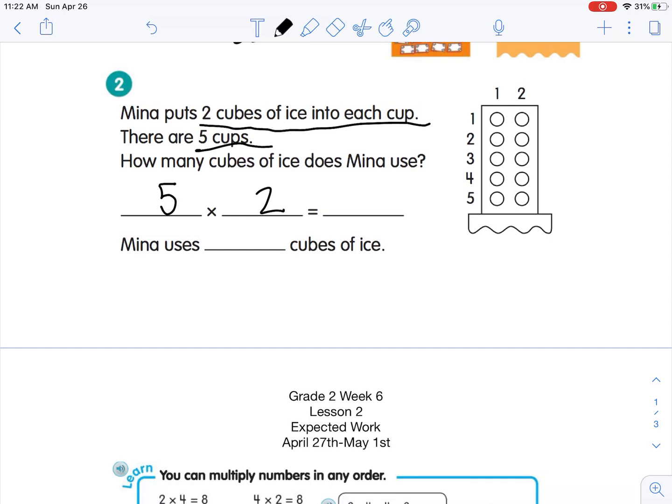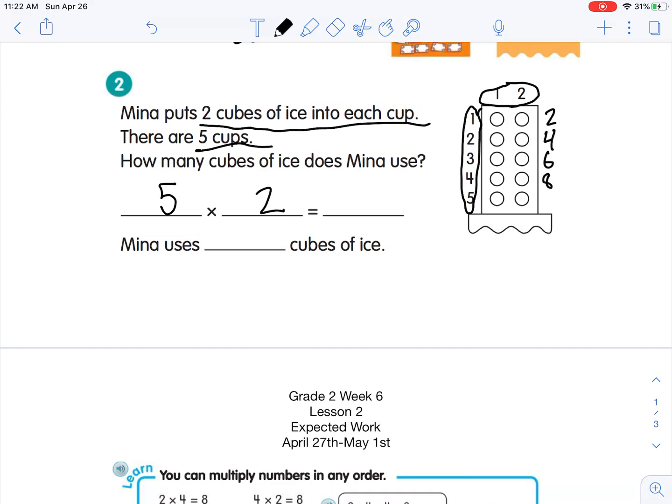Interesting. I'm not skip counting by 4s this time, right? Because I don't have 4 as one of my numbers. I have 5 and I have 2. Well, I can either skip count by 2s or I can skip count by 5s. Let's look at it. I have 5 groups and I have 2 in each group. I'm going to skip count by 2s.